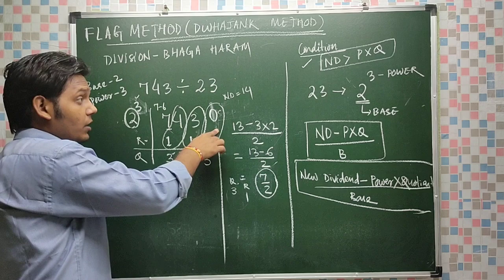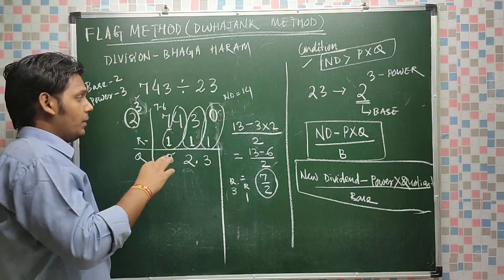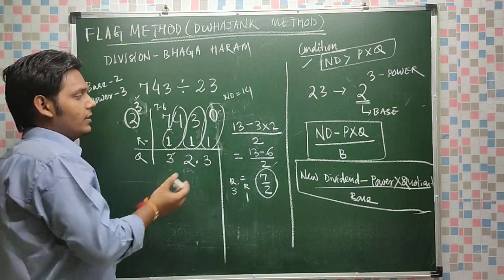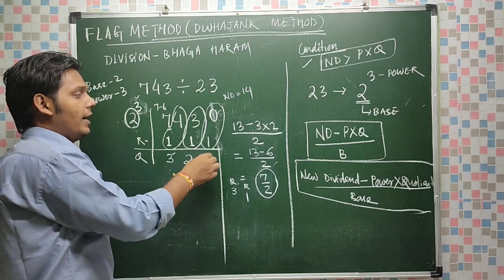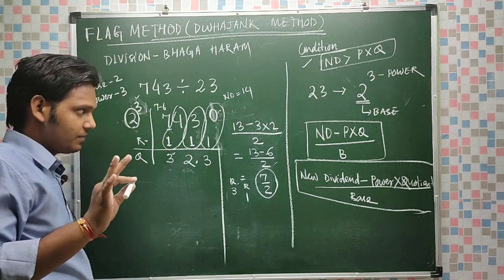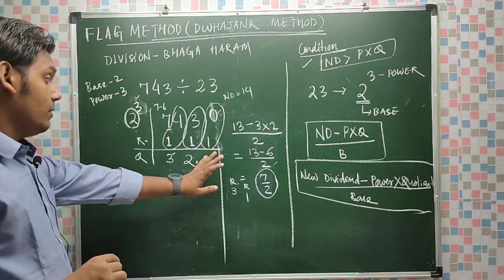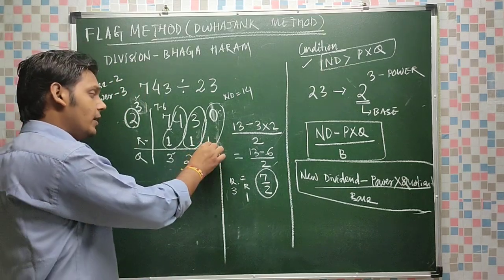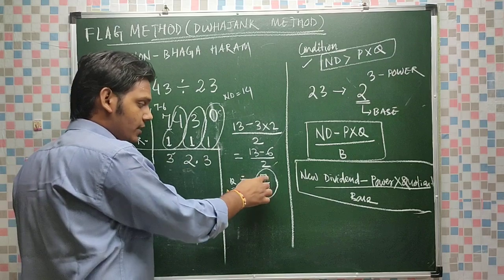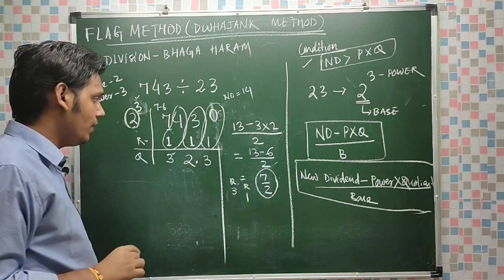Now I have to check the condition whether it is preferable or not. Means, can I take 3 here? 3 into 3, 9. 9 is less than 10, so I can take. So 3 here I can take. If I take 3, 2 3s are 6. Remainder is 1. 7 minus 6 is 1.